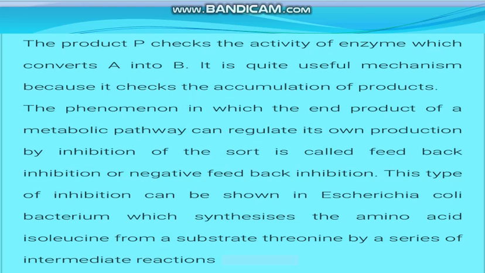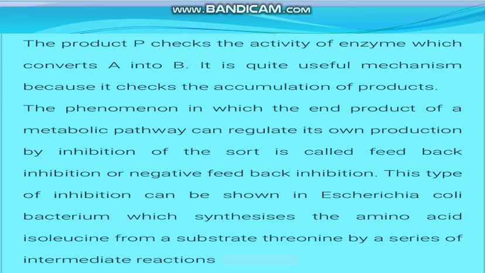So the product P checks the activity of the enzyme which converts A into B. It is quite a useful mechanism because it checks the accumulation of products, and it is the phenomenon in which the end product of the metabolic pathway can regulate its own production by inhibition of this sort. This is called feedback inhibition or negative feedback inhibition. This type of inhibition can be shown in the Escherichia coli bacterium from the substrate threonine by a series of intermediate reactions. So this is feedback inhibition.